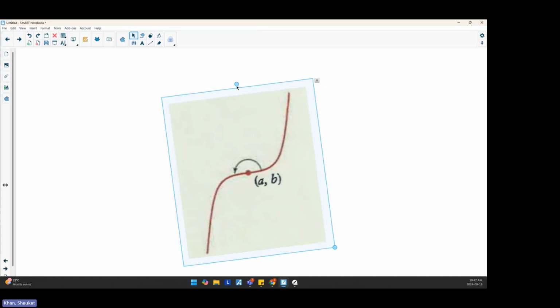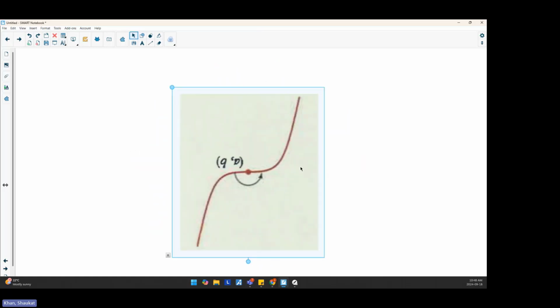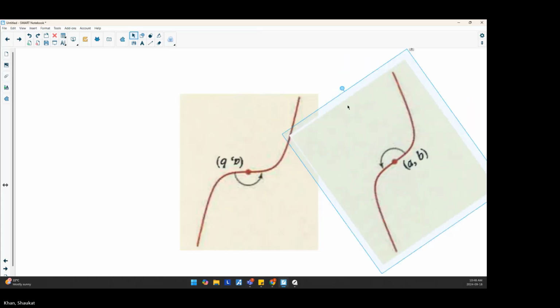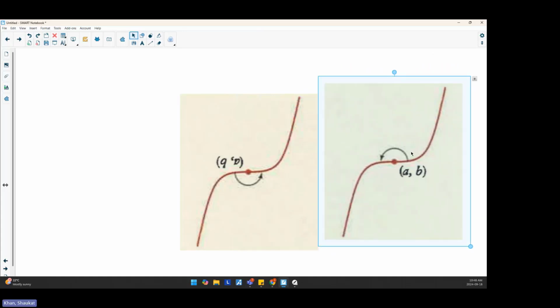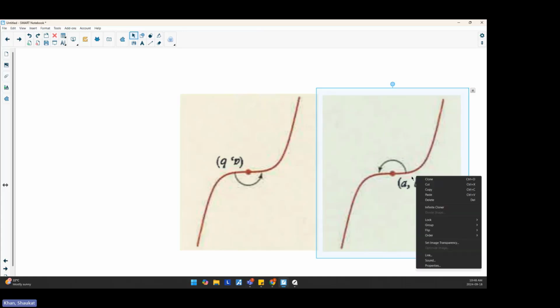And then when I rotate 180 degrees, so this is 90 and this is 180, now it looks exactly the same as the original graph. If you don't believe me, I'll just clone it. And there, see, it looks exactly the same. One is upside down, one is right way up. So that is called point symmetry.